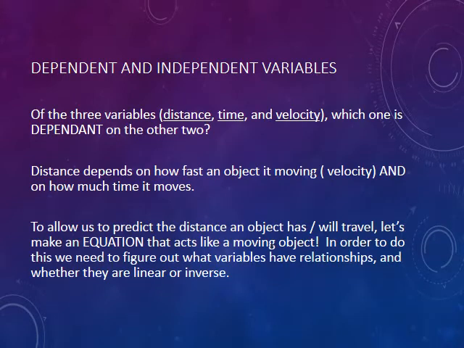We want to be able to predict the distance that an object is going to travel. So in order to do that, we need to make an equation that's going to act like a moving object. And in order to do this, we need to figure out what variables have relationships and whether these relationships are linear or inverse relationships.